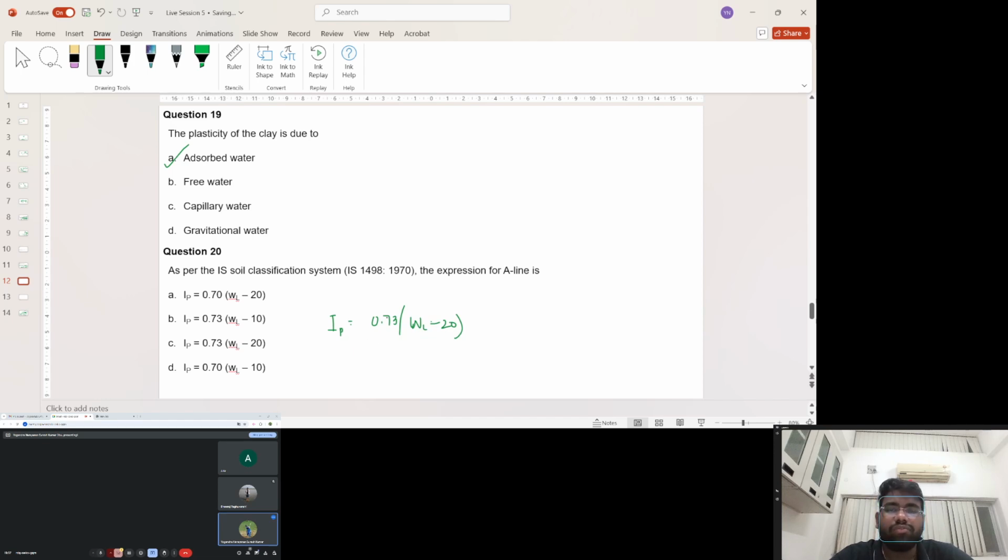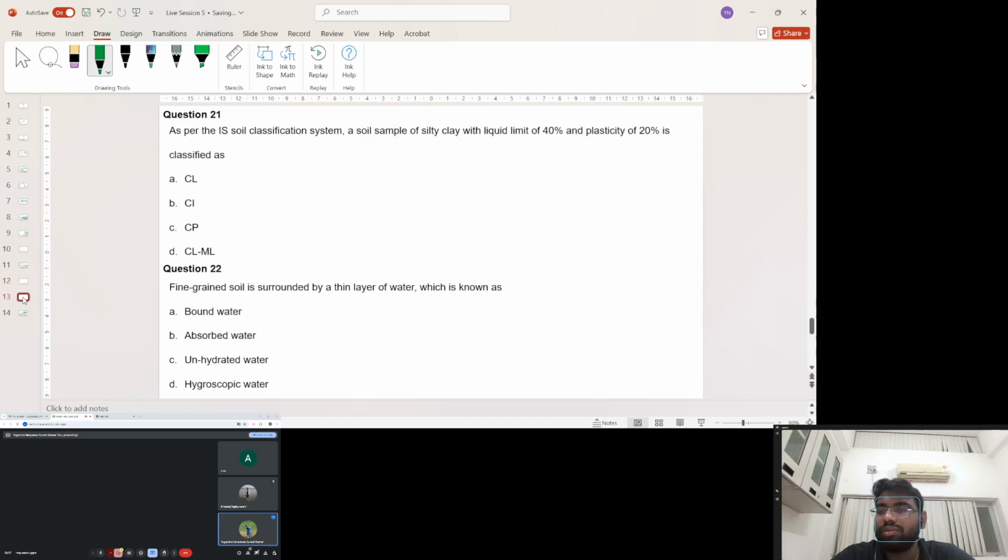When you calculate, if your measured plasticity index is above this value, you classify it as clay, and if it is below this, you classify it as silts. So that is the basic classification, and further from liquid limits, you classify the plasticity of the clay, whether it is low plastic, medium plastic, or high plastic. So this is option C.